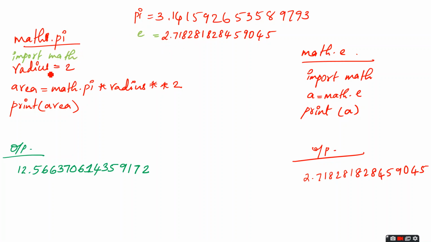So import math, radius equal to 2, area equal to pi r square, we know. Instead of pi, we can write math.pi then into radius raised to 2, then we will get the area. In the same way, we will get the value of e. Import math, a equal to math.e, then we will get the value of e. In this way, there are two constants in Python inside the math module, pi and e.